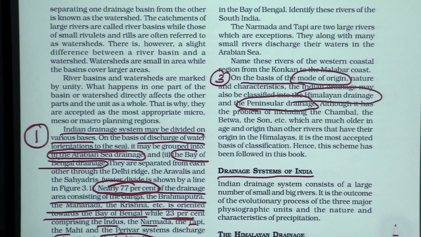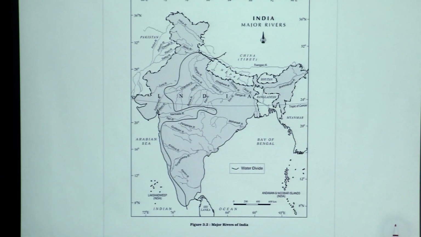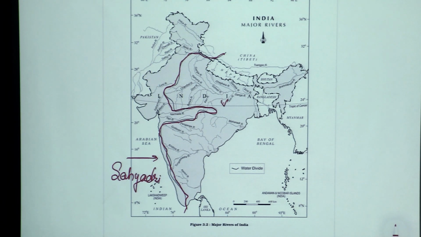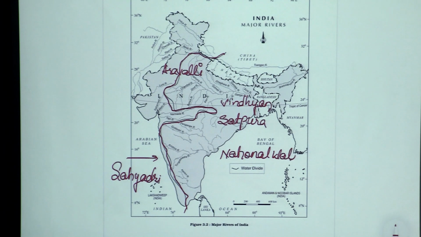Now, in order to understand the size of watershed, let us first take the NCERT map. I am highlighting this line which has been focused in our NCERT. And it basically is comprised of Sahyadri, Vindhyan, Satpura and Aravali. And mind it, what we have just highlighted is called the National Water Divide. What is a water divide? A water divide is that elevated land which tends to separate the flow of rivers on either side.